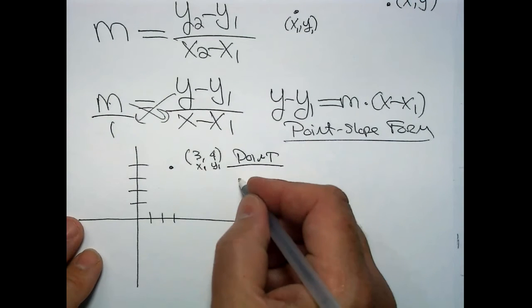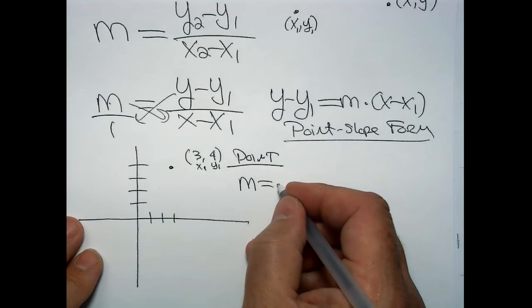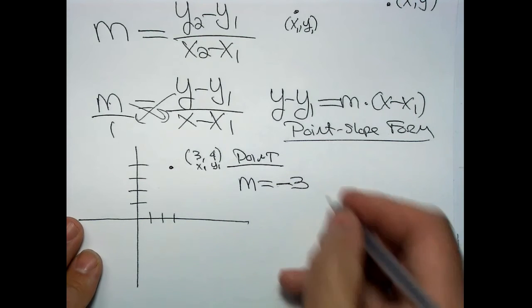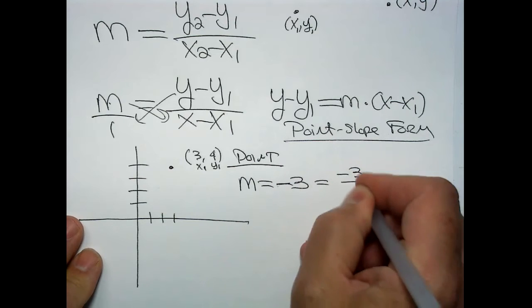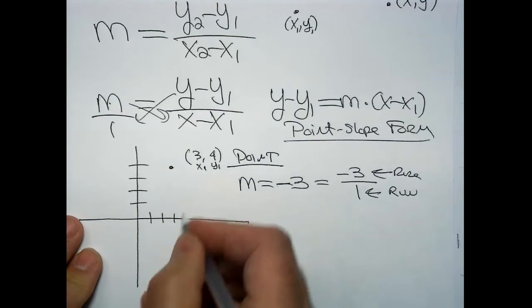I mean the line that has slope equaling, how about -2? Or let's make it more interesting, -3. -3 is -3 over 1. There's your rise. Here's your run. So let's do it.